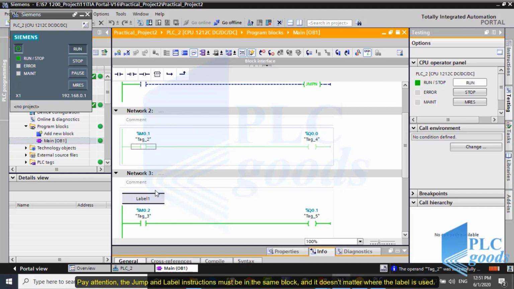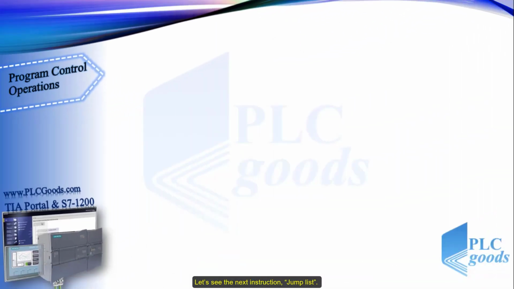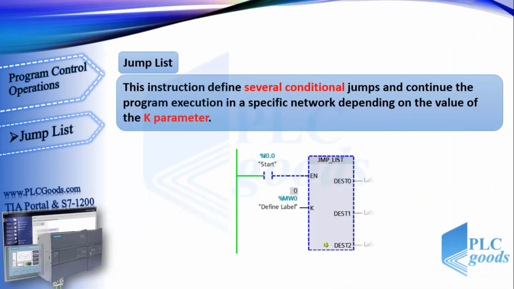Pay attention. The jump and label instructions must be in the same block, and it does not matter where the label is used. The jump direction can be towards a higher or lower network. Let's see the next instruction, jump list.